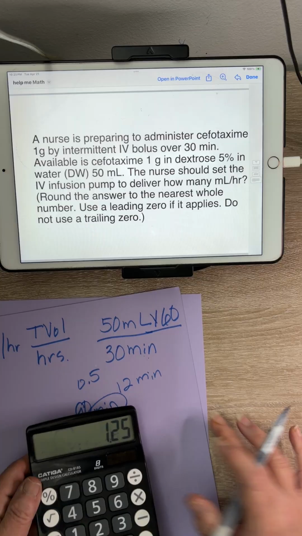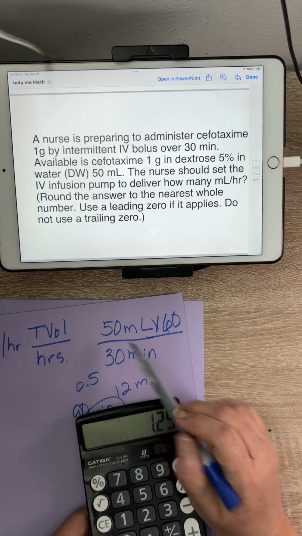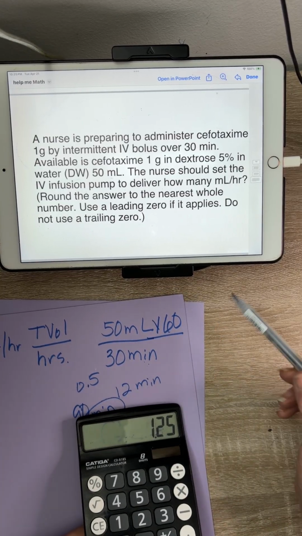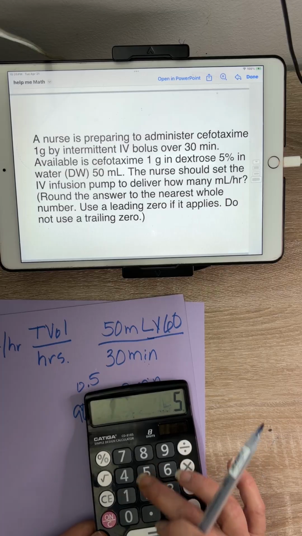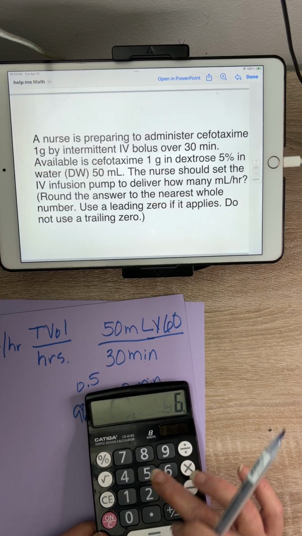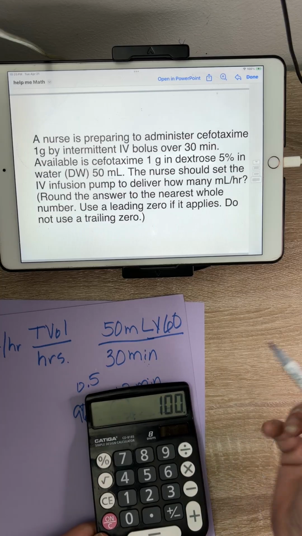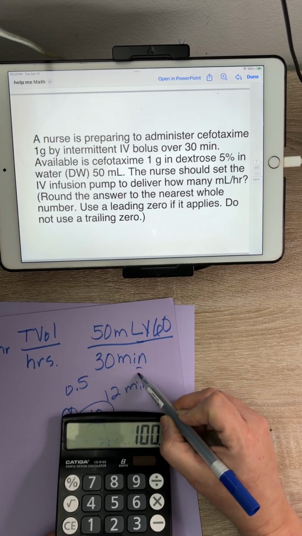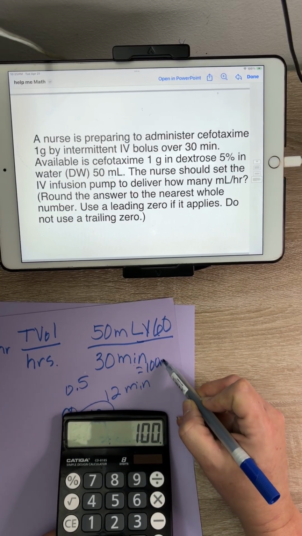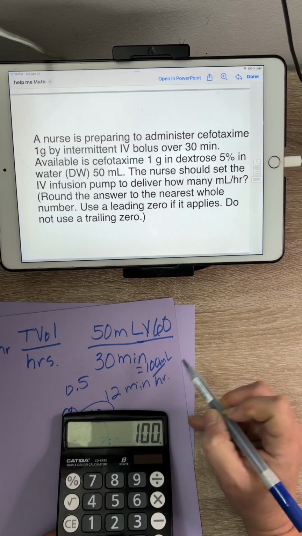So here we go. We're going to do it. All the math on the top and divide it by the number on the bottom. 50 times 60 divided by 30. It's got to go in at 100 milliliters per hour.